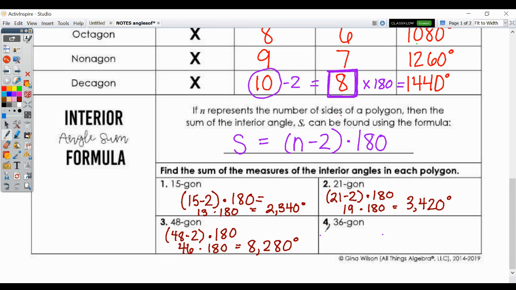Okay, last one, a 36-gon. You take 36 minus 2, multiply times 180. 36 minus 2 is 34 times 180, and that's going to be 6,120 degrees. Okay, let's go to the next page.